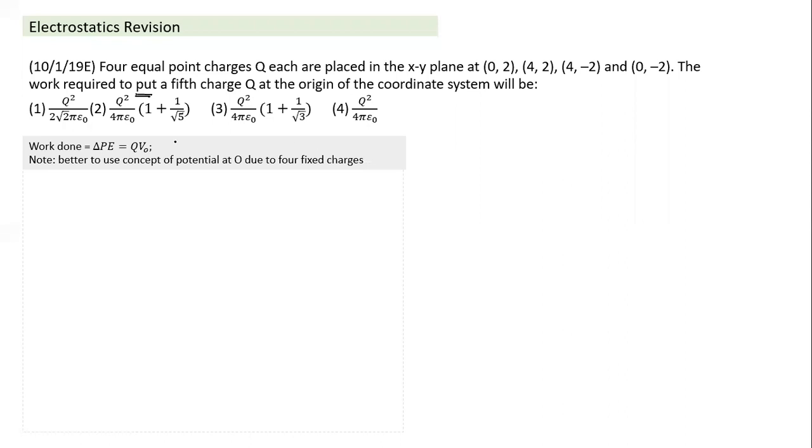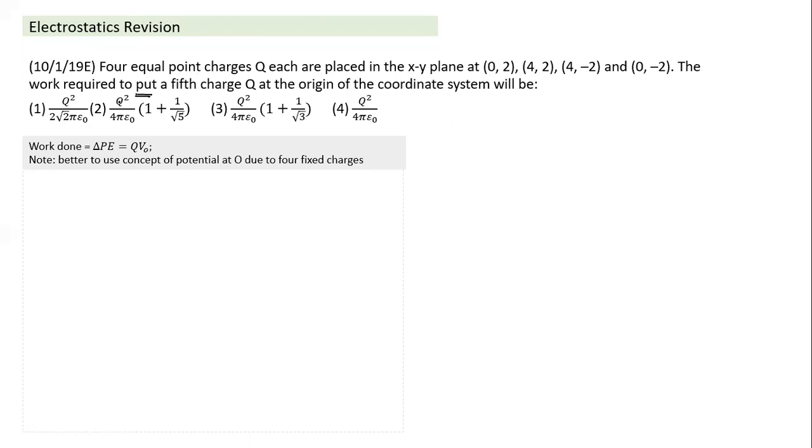All I need, since it is put, is Q into V naught, the potential at origin. And the potential at origin can easily be calculated. For the 4 charges, they are a scalar sum. So we can calculate all we need. We can calculate potential here. So better use the concept of potential due to 4 fixed charges.